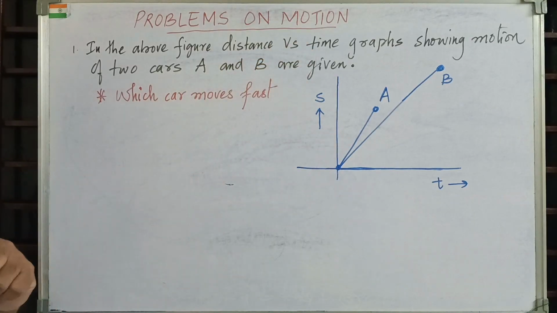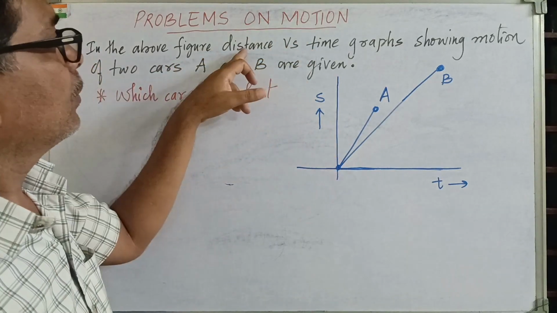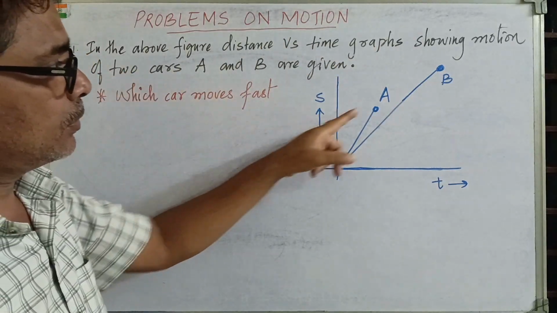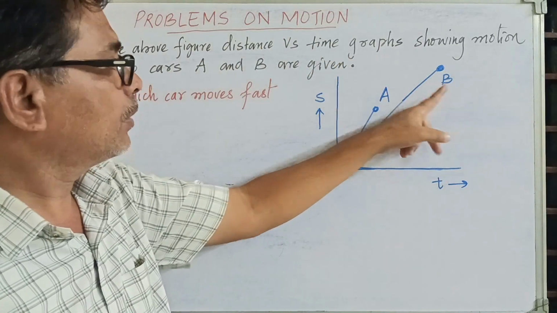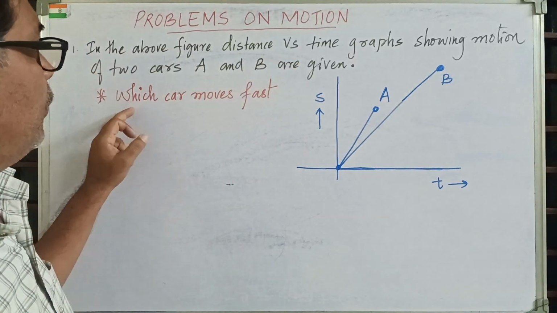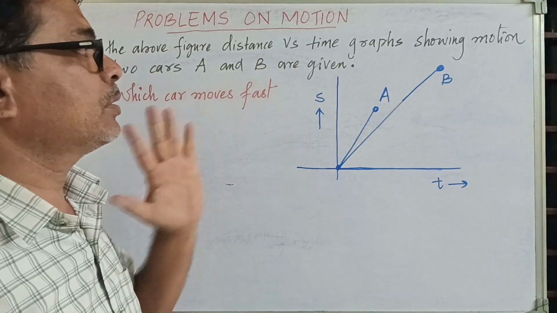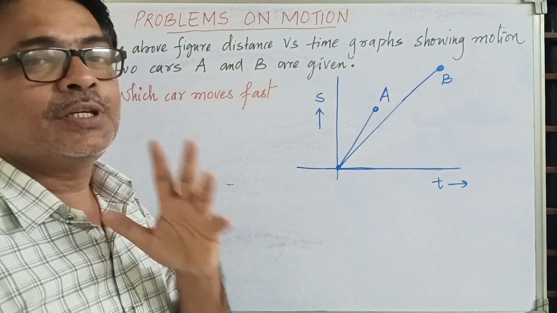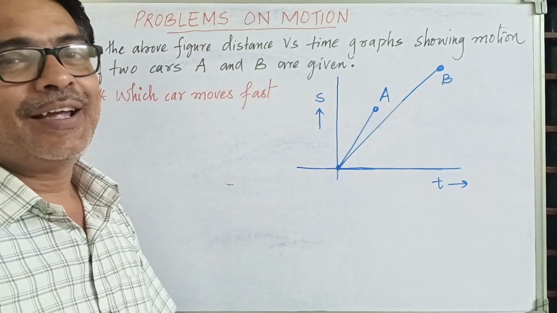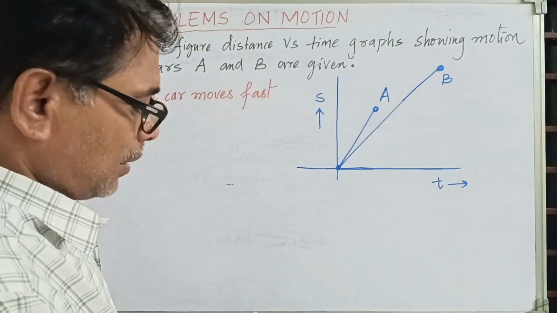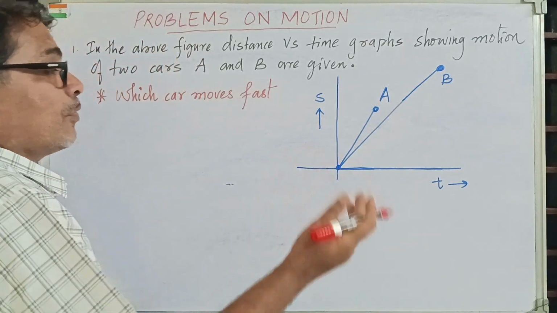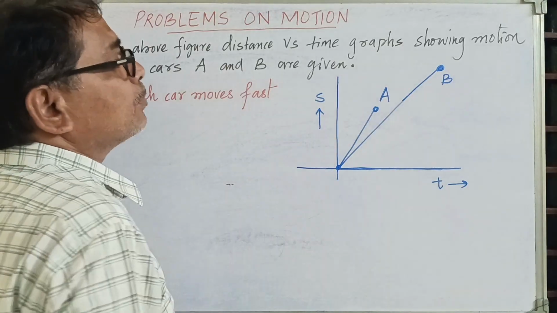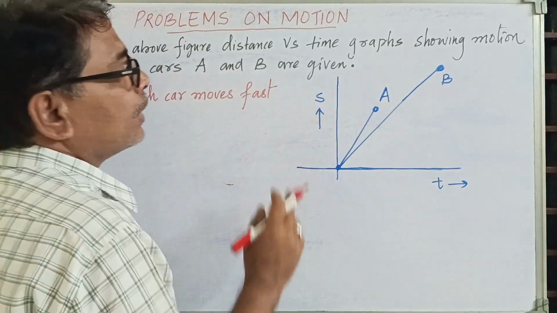So I have drawn a figure, a graph, distance versus time, showing motion of two cars, car A and car B. Now which car moves fast? This is the question. Which car do you think moves fast? Before seeing my video, you comment and check your answer. Most of the students say that B is moving fast. Very few will say that A is moving fast, and the answer is A.